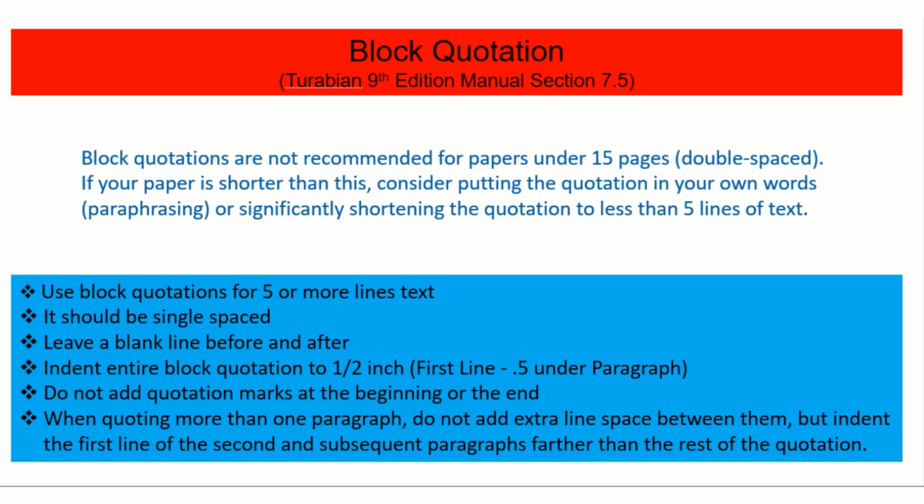Use block quotations for 5 or more lines of text. It should be single-spaced. Leave a blank line before and after. Indent the entire block quotation 1/2 inch. And do not add quotation marks at the beginning or the end. When quoting more than one paragraph, do not add extra line spacing between them, but indent the first line of the second and subsequent paragraphs farther than the rest of the quotation.